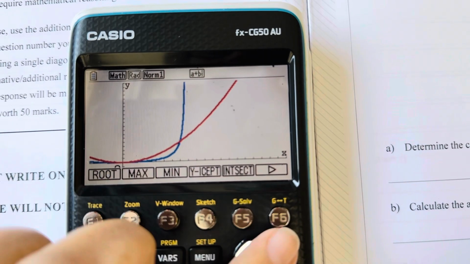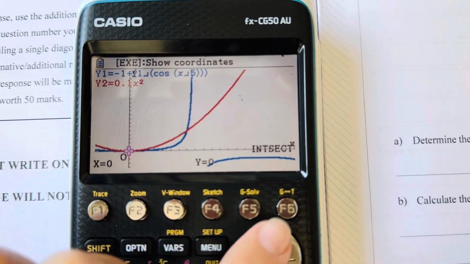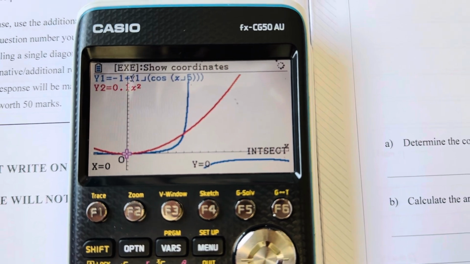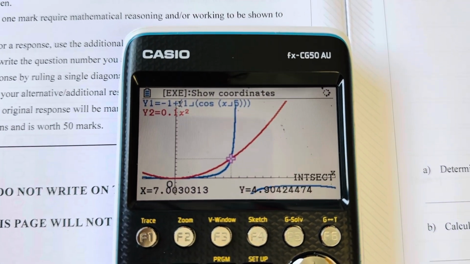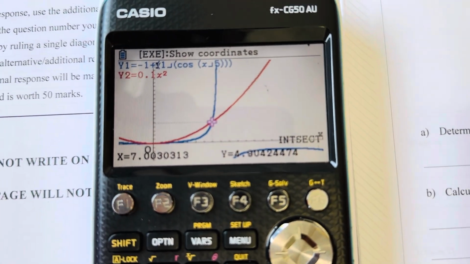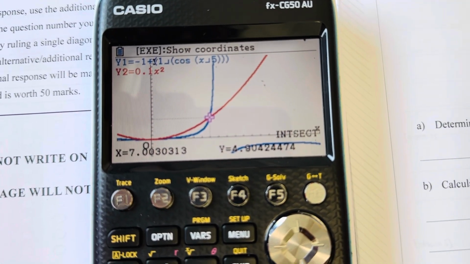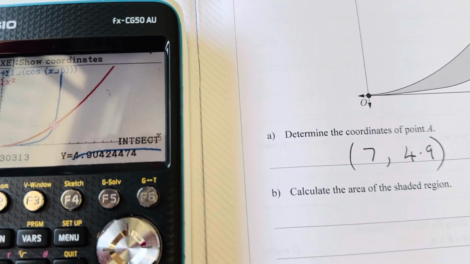So shift, G-solve, intersect. Okay, it gives me 0, 0. Go across. Oh, there we go. And look at that, it gives me that the coordinates are 7, 4.9. Okay.